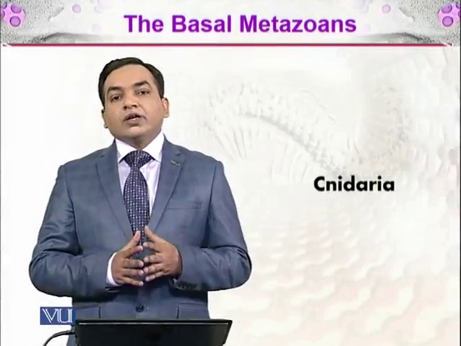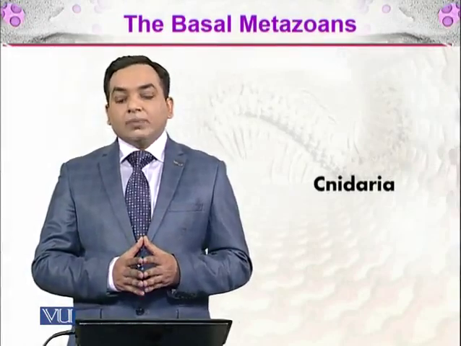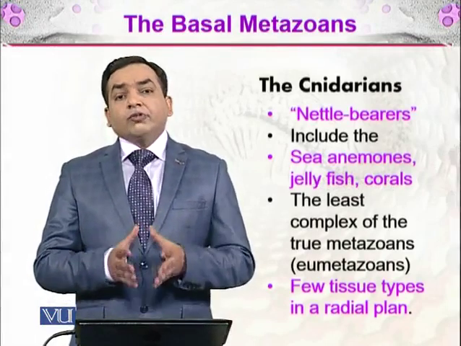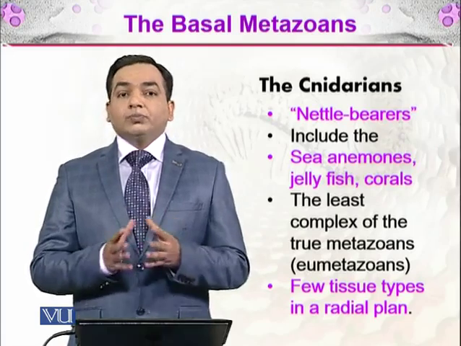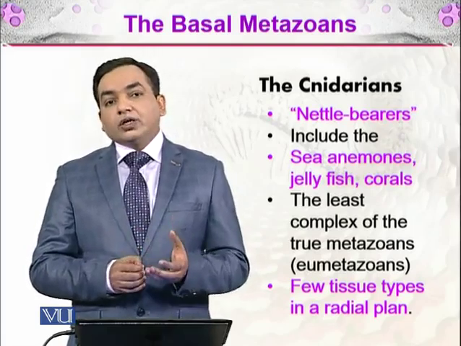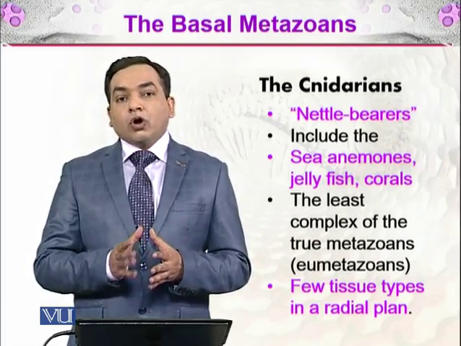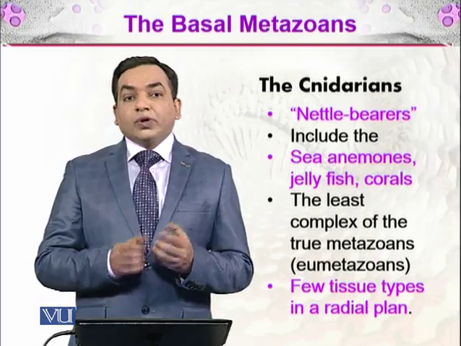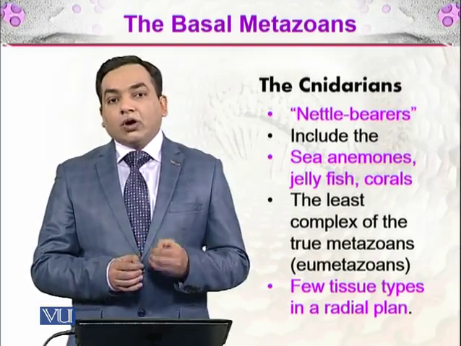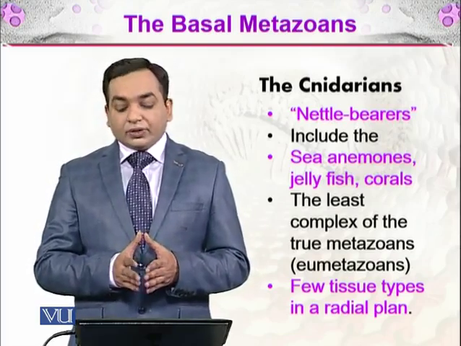In the basal metazoans, we will be discussing Cnidaria. The cnidarians are organisms which are also called nettle bearers. Nettle is a plant which contains very thorny and prickly thorns. That means it pricks the organisms that come in contact with it.